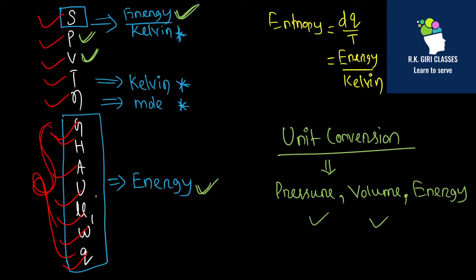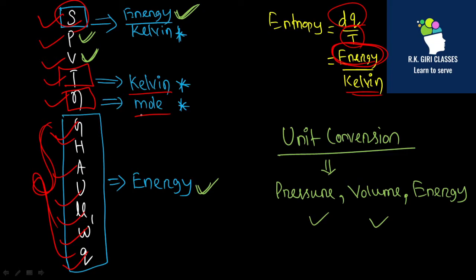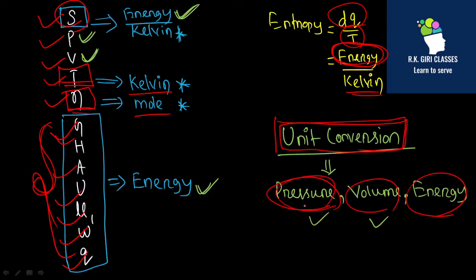And coming to the point, S is entropy. Entropy can be represented like this, dq by T, that means it is also related to energy. What about Kelvin? Kelvin has nothing to do with that. That means temperature and moles, that is Kelvin and mole, have nothing to do with energy conversions. For unit conversion, you don't need this temperature and number of moles. But you need unit conversion for pressure, volume and energy. You need to have your unit conversion there.